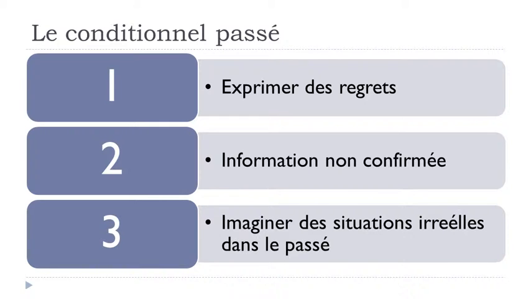And then the last one would be imaginer des situations irréelles dans le passé. So you want to imagine some situations that, technically, are not real and they take place in the past. So that's the use of le conditionnel passé. Okay, so first one, exprimer des regrets. Second use, information non confirmée. And then the last one, imaginer des situations irréelles dans le passé.